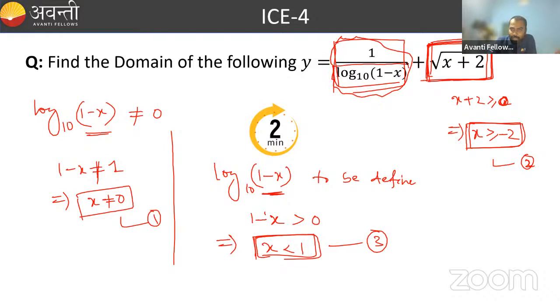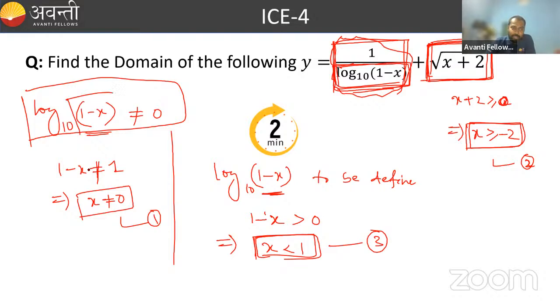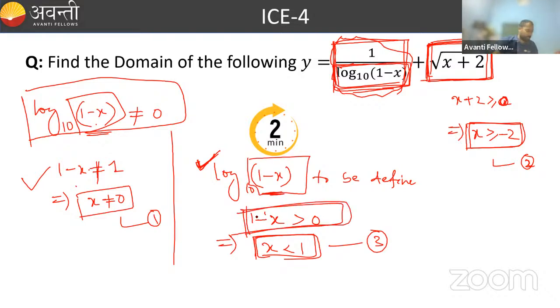And in the first one, what is present in the denominator? That is one logarithmic function. For the first function to be defined, the denominator must not be equal to 0. When the denominator becomes 0, that is when 1 minus x becomes 1. So for this function to be defined, 1 minus x must not be equal to 1. This is the second condition. And the third condition is that the argument of the logarithmic function must be greater than 0, right? So this is the third case.